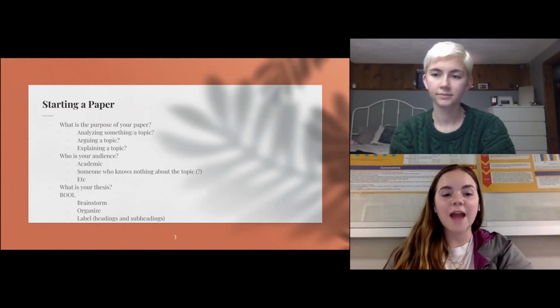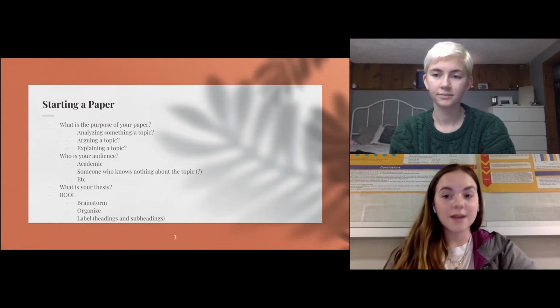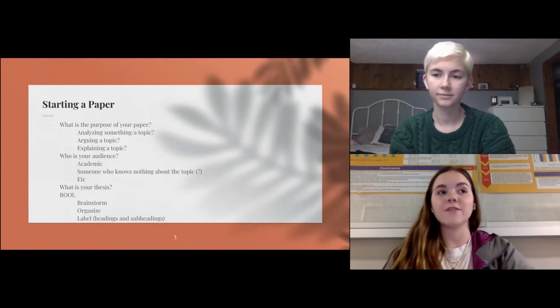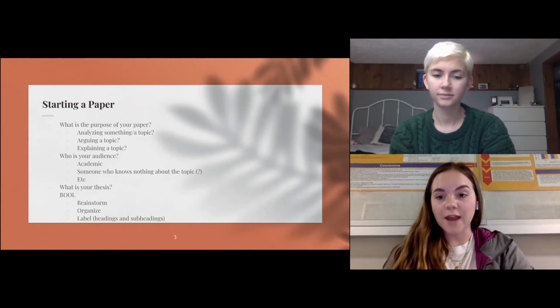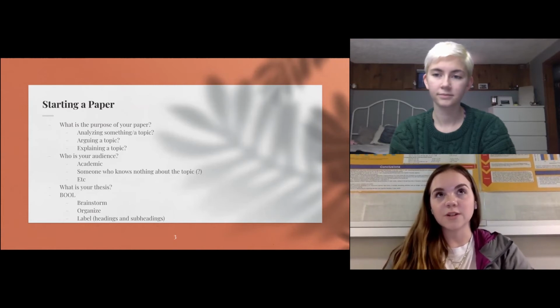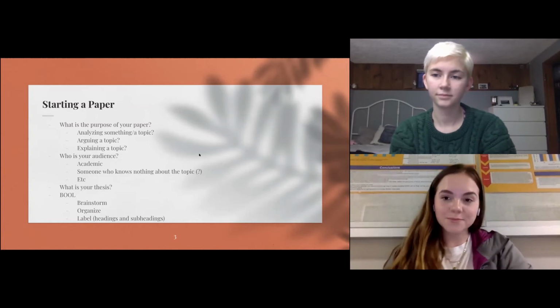And there's an acronym called BOOL that helps you start a paper. The first thing is to brainstorm, organize, which counts as 2 O's because it's important to organize your ideas and make sure you have them ready. And then also label. So have your headings and subheadings ready to go so that when you start to put in the content of your paper, things are nicely organized and easier to edit.